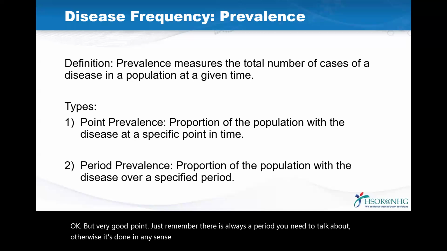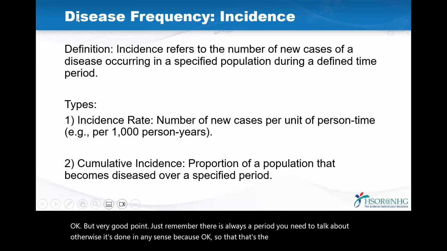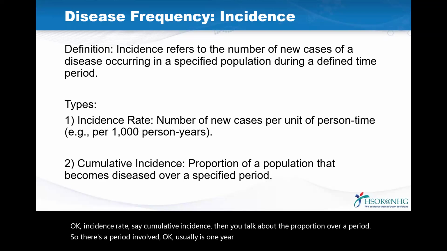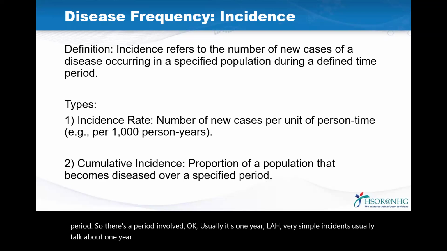Okay, so that's the problem. I jumped, what did I jump? Incidence rate. Say, cumulative incidence, then you talk about the proportion over a period. So there's a period involved. Usually it's 1 year. The incidence usually talks about 1 year. That's why we may sometimes shortcut.